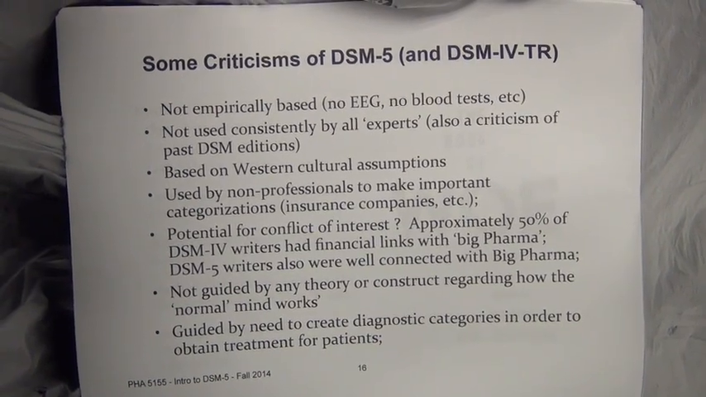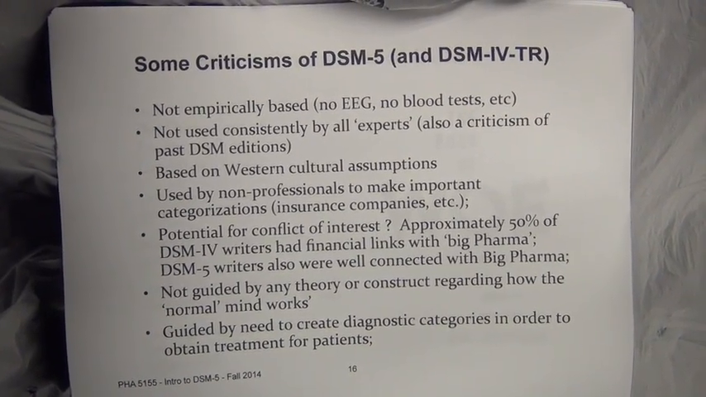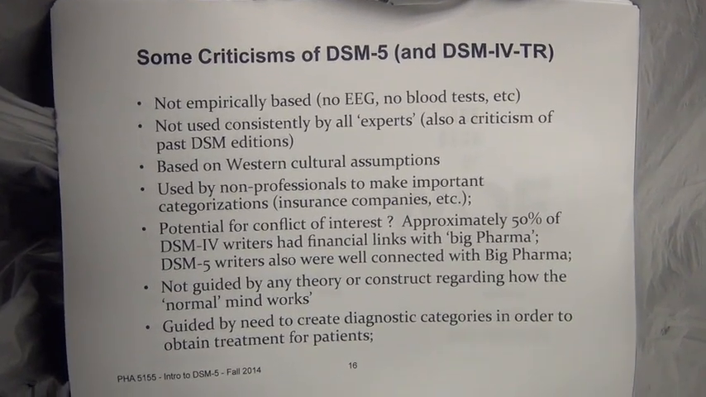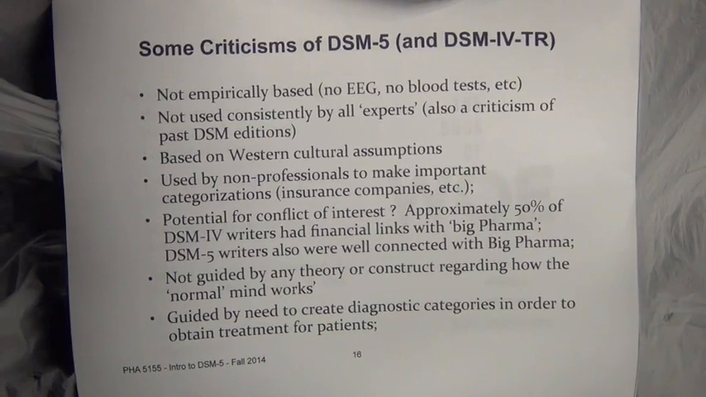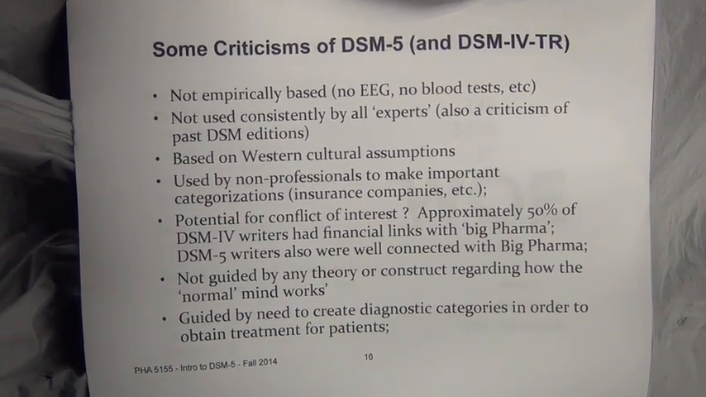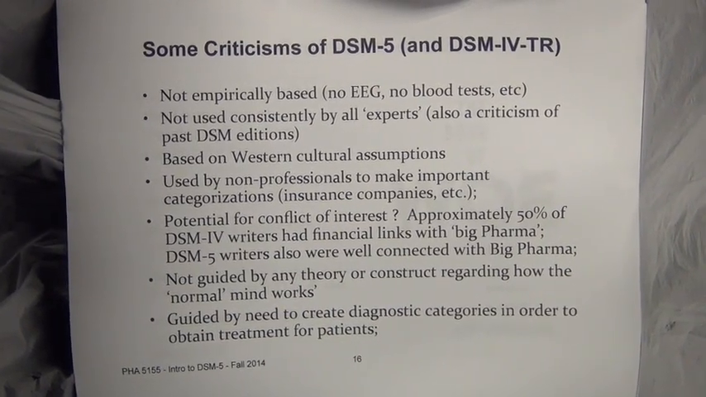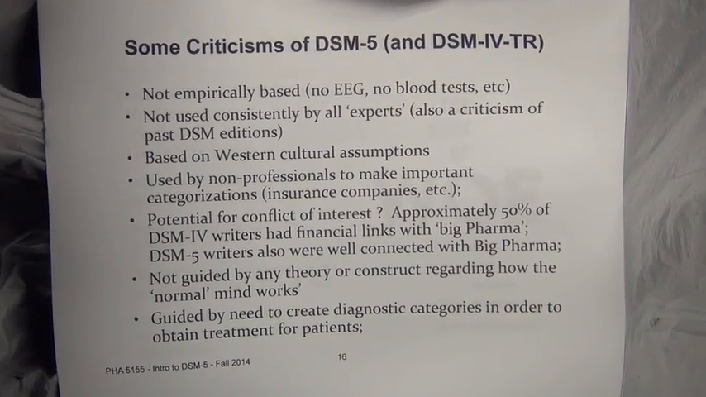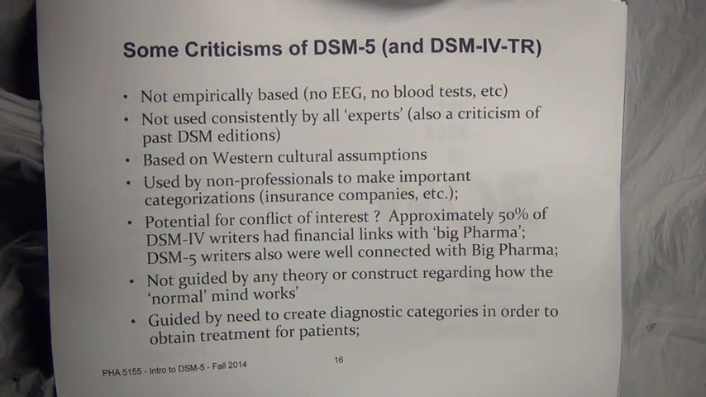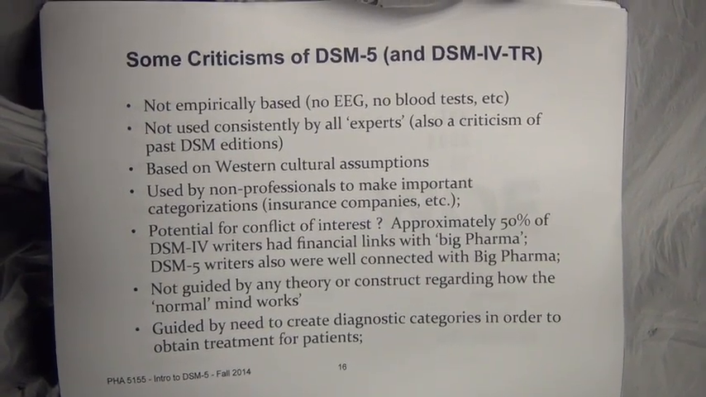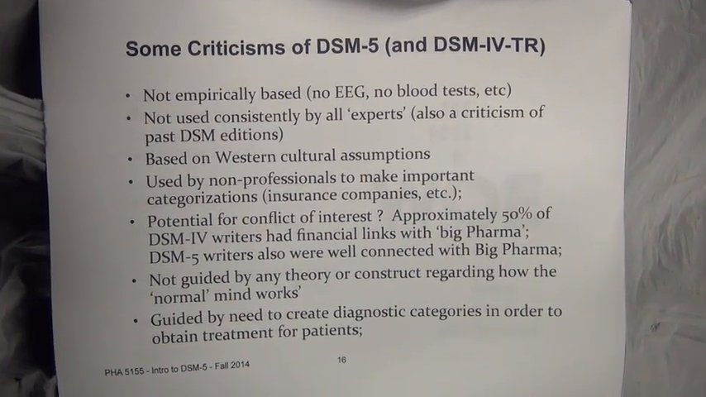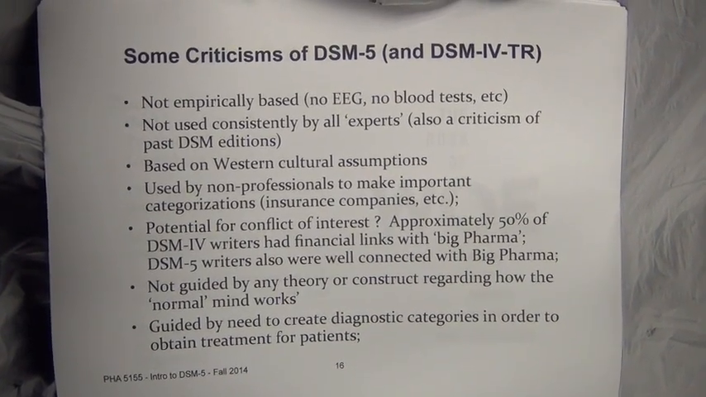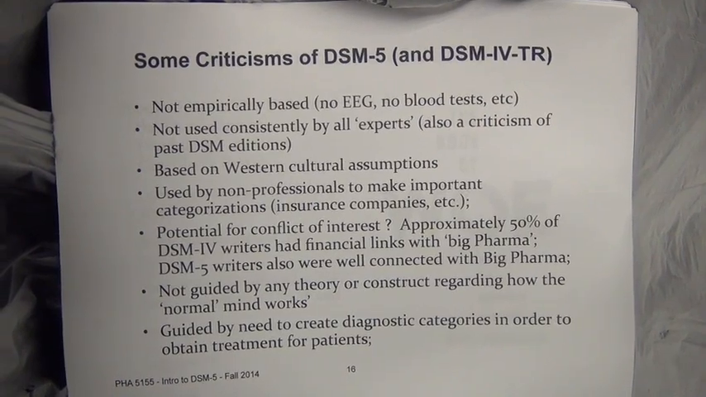Another criticism is that it's not guided by any real theory or construct regarding how the normal brain works. I'm not just talking about norepinephrine pathways and dopamine pathways. There's a tremendous amount of work that's been done in terms of neurocytoarchitecture and how the brain might function as sort of an engineering machine of sorts. And there's really not much appreciation of that in the creation of the DSM-5. It doesn't mesh with that at all.